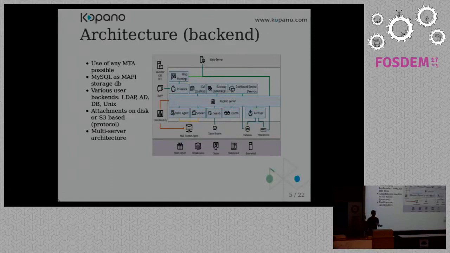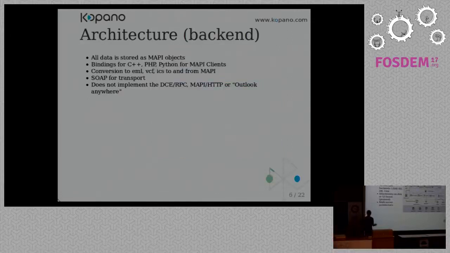Let's see what else. Attachments. You can also store them almost anywhere you like, so on disk or in the database, or on any S3-based protocol. And we want Kopano to scale. So for example, you can use it on your own server, or you can create a high availability setup with multiple Kopano servers where you shard your users. So for example, users 1 to 10 are on one server, users 10 to 20 are on another server. And we can also do failover, but that requires some more tweaking.